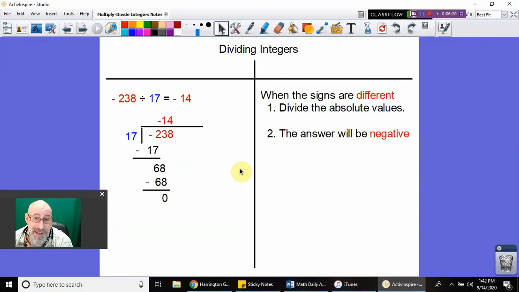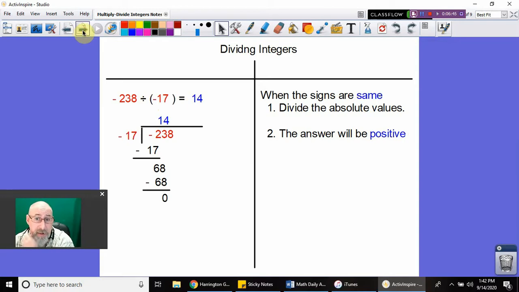If the signs are different, we have a negative value, just like multiplying. If the signs are the same, we have a positive value. So the rule for multiplying and dividing is exactly the same rule. Signs are different, we have a negative answer. If the signs are the same, we have a positive answer.